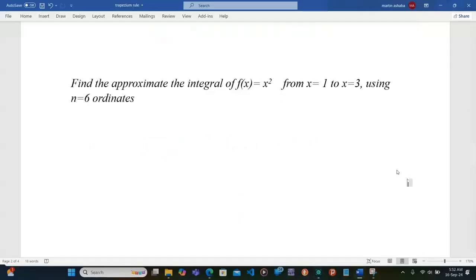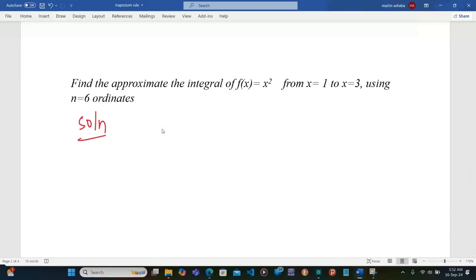So we are going to find the approximate integral of f of x equals x squared from x equals 1 up to x equals 3 using n equals 6 ordinates. So we are using the number of ordinates equal to 6. So let us look at the solution.